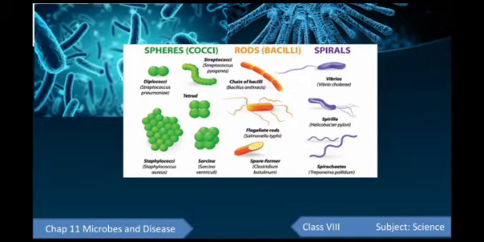Here are different shapes of bacteria: cocci, bacilli, spiral. Cocci is basically sphere shape, bacilli is rod shape, and spirals is spiral shape.